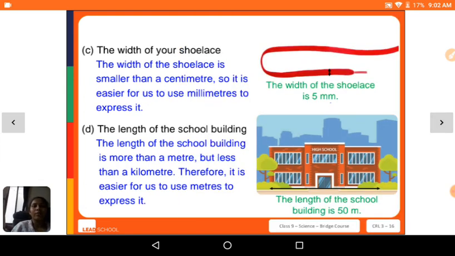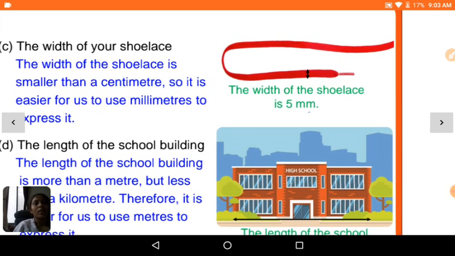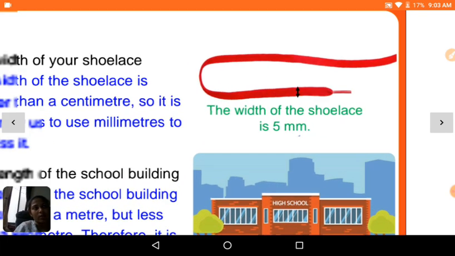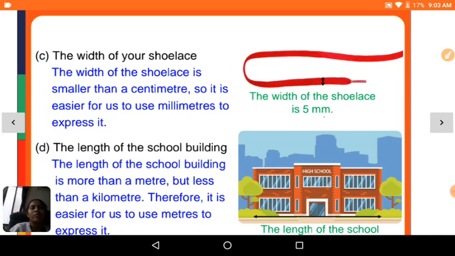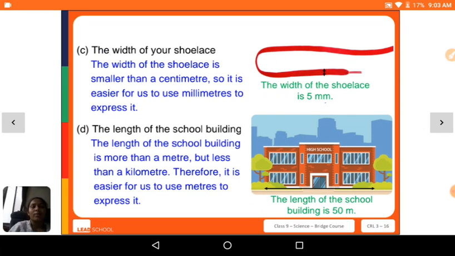The width of a shoelace, the width of a shoelace is smaller than centimeter, so it is easier to use millimeter to express. Here the width means this part. This is the length, this is the width, so it should be smaller than centimeter. So the width of the shoelace is 5 millimeter.